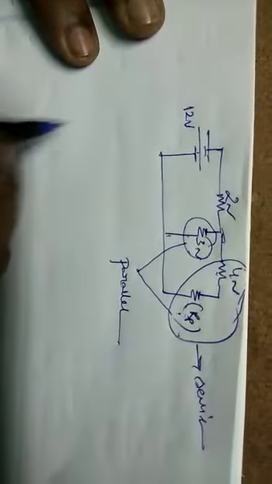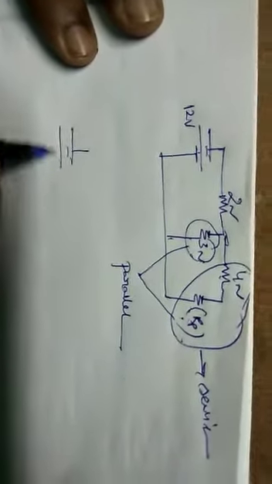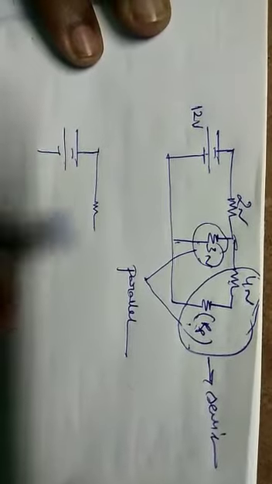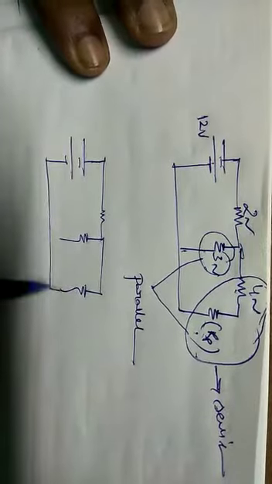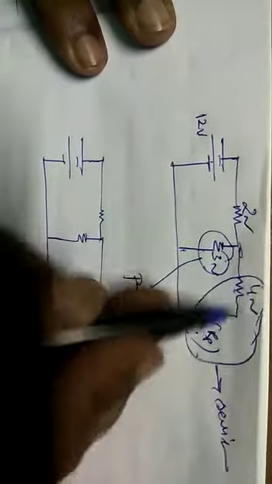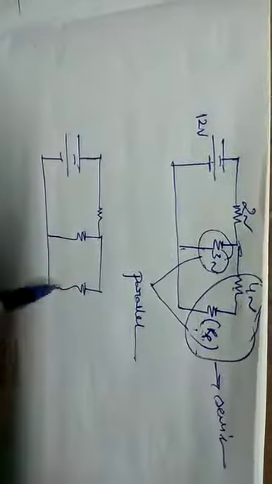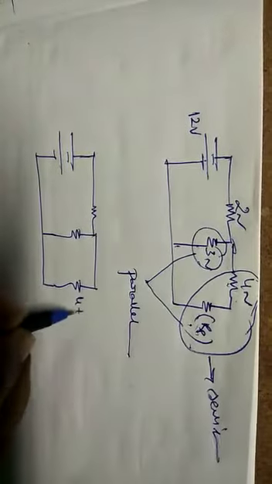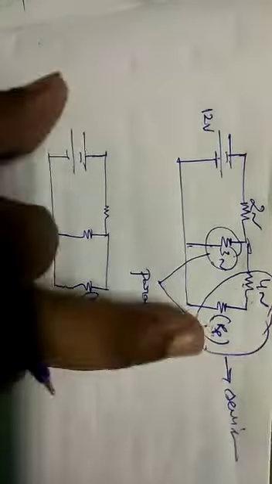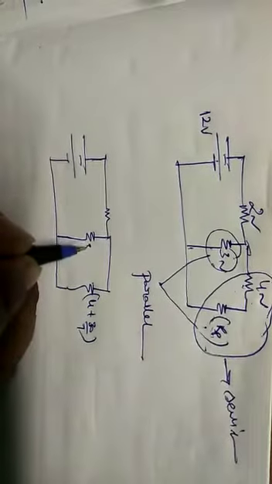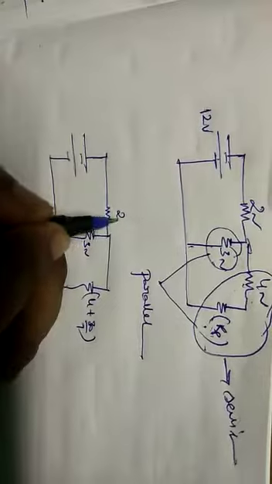I don't understand. Like this here, the circuit becomes like this. So here, how much is Rp? 4 plus 30 by 7. So here 3 ohms and here 2 ohms.